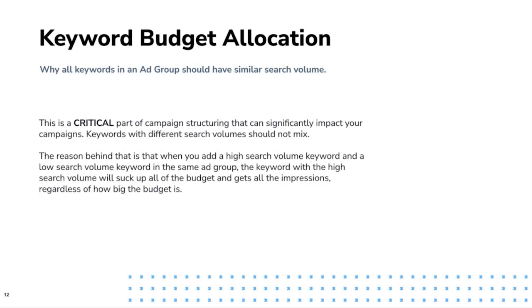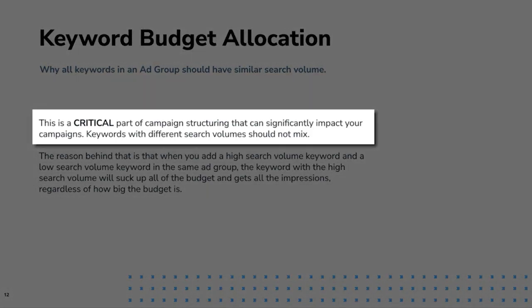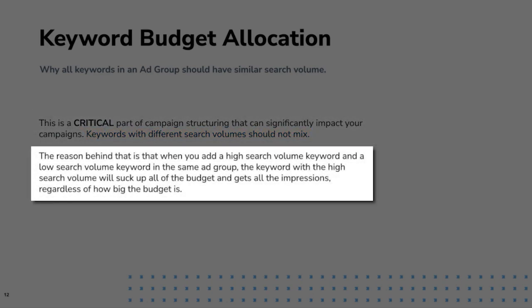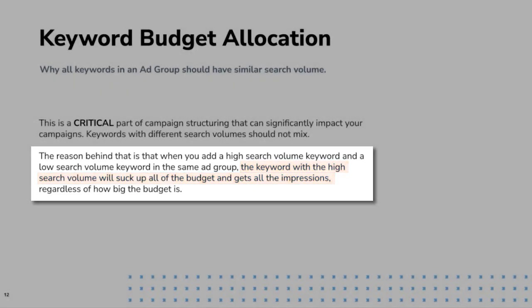So same thing with keyword budget allocation. How do we help control that? Another critical part of structuring different campaigns is that keywords with different search volumes should not mix. And again, the reason behind this is that when you add high search volume keywords and low search volume keywords together, all the budget's just going to go into those high search volume keywords. So that's why you want to group those search volume keywords, after you've done your research, into their own separate campaigns and their own separate ad groups, so that you really don't have the problem of certain keywords sucking up all the budget and then not giving you the data that you need for all of the keywords that you have researched.